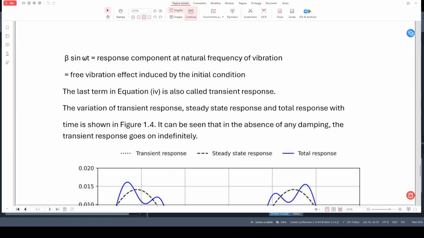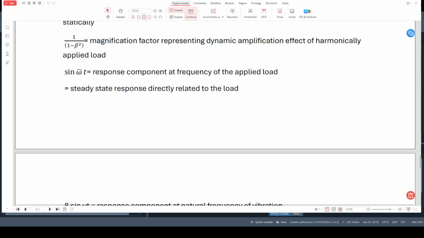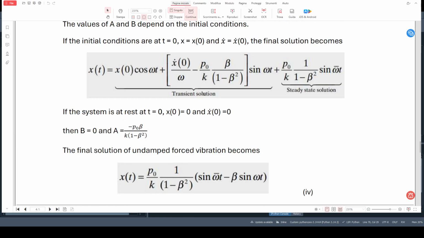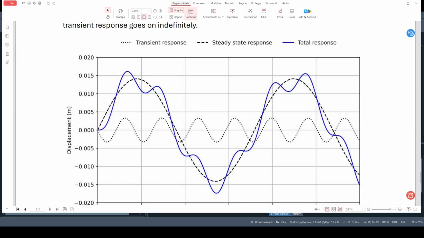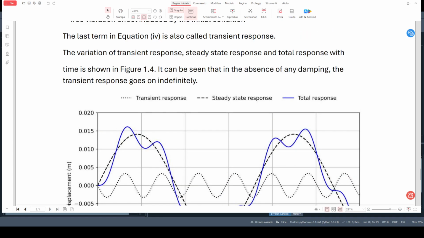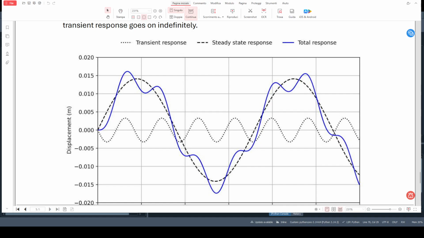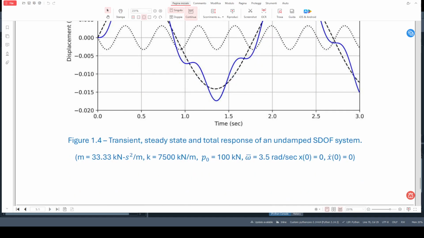So the last term in equation 4 is also called the transient response. So we can plot this equation, and we can see the first line is the steady state response. This is the transient response, and the blue line is the total response.